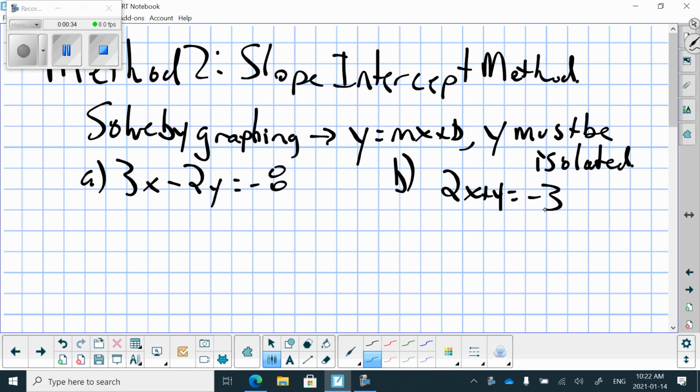So for the first equation, what would it be? You have to subtract the 3x. And as we remember for slope-intercept, we put the x first and then the number. Kind of important to keep it that way. Is y by itself? No. So what do we have to do to get the y by itself? Divide by negative 2.